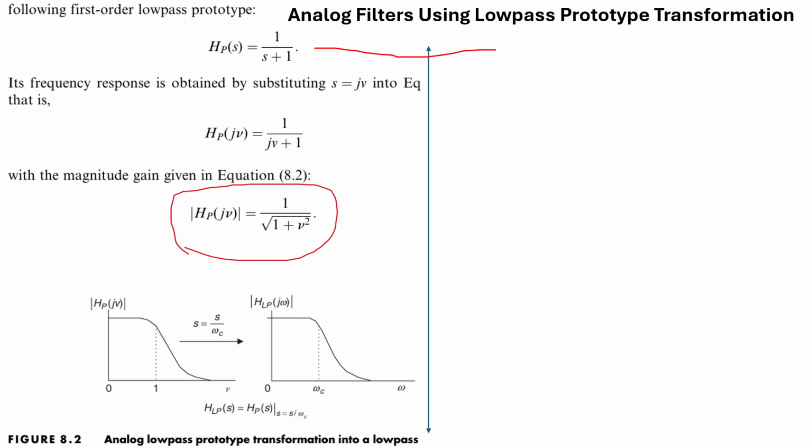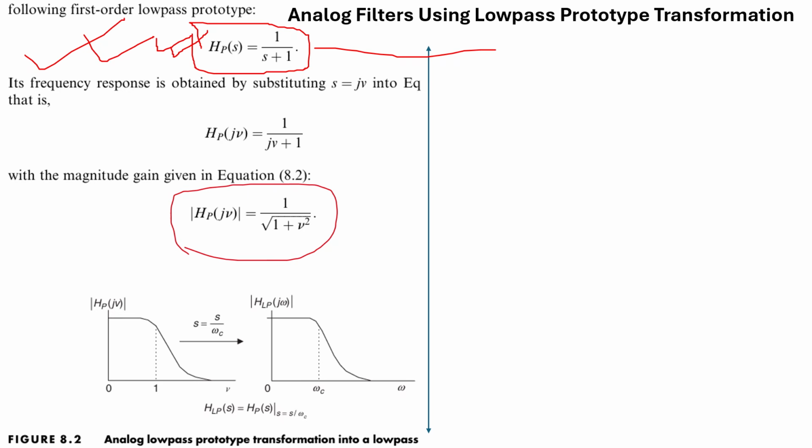This is very important and can be used for general purpose. So, very important prototype, right? This is how you design the first order low pass prototype: H_p(s) = 1 / (s + 1). This is for first order only, right? Not for higher order, only valid for first order.